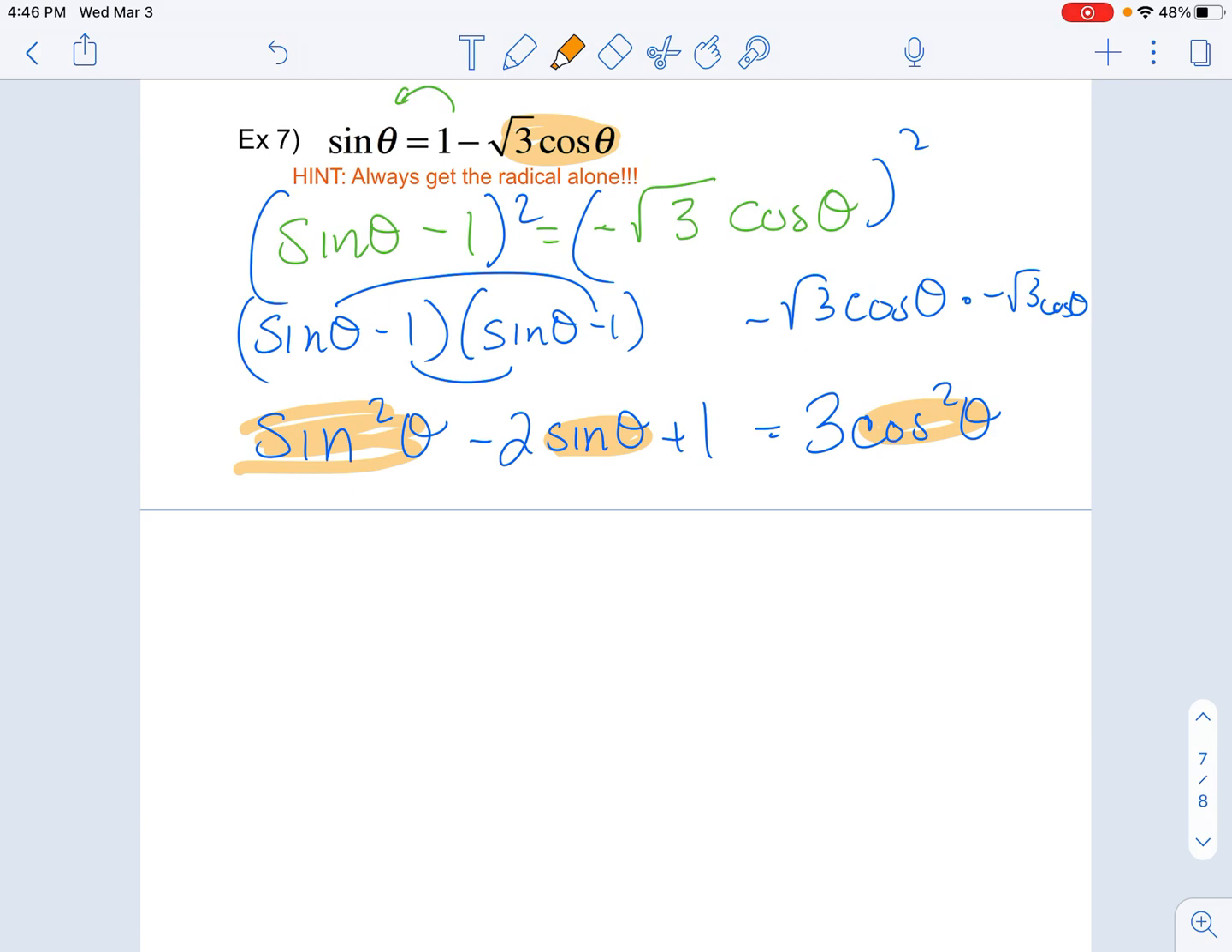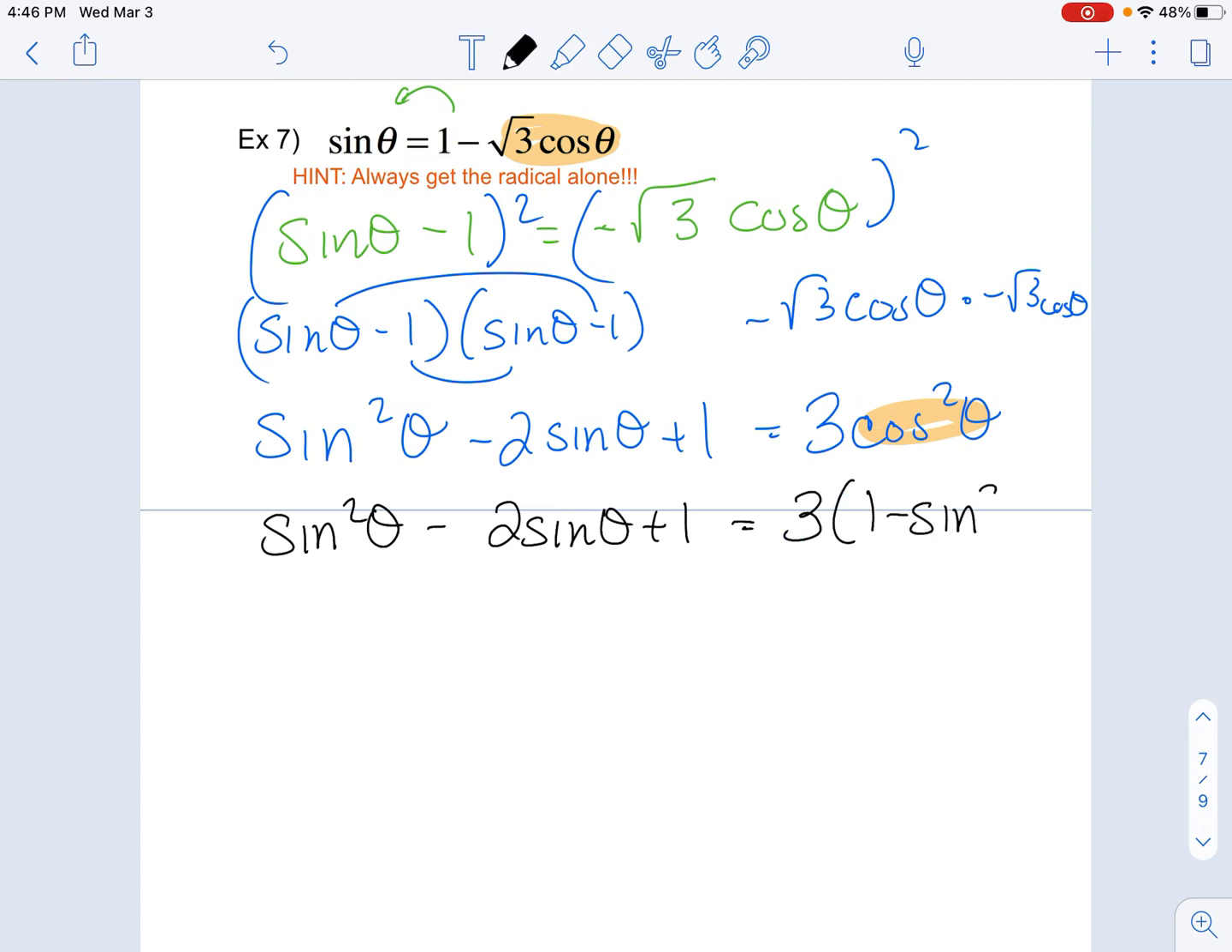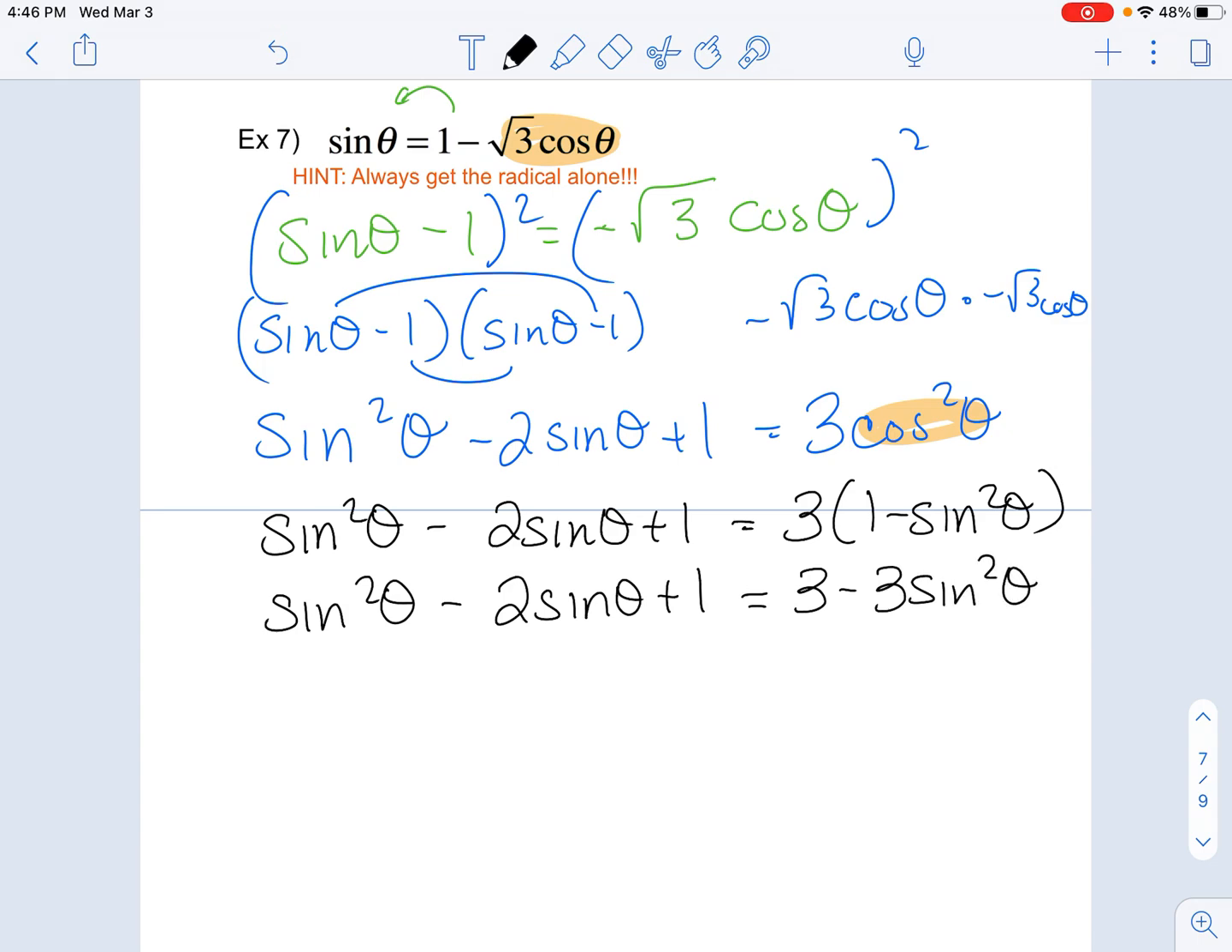So that means I need to get rid of that cosine squared and make our substitution there. So I've got sine squared theta minus 2 sine theta plus 1. I need to get rid of that cosine squared by plugging in 1 minus sine squared. So let's keep going and clean this up a little bit. I've got a sine squared, a negative 2 sine plus 1, and that gives me a 3 minus 3 sine squared.